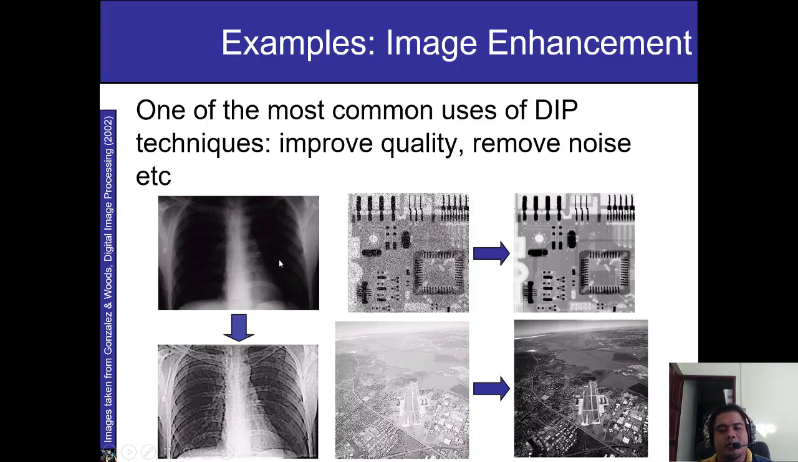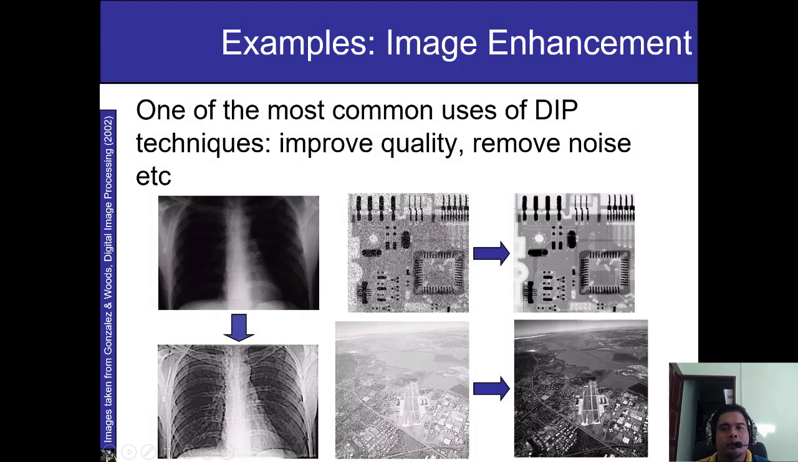But by applying the image processing, you can enhance the strength, and later you can see the output there. You can see clearly the ribs behind the lungs there. Okay, same goes to other applications.